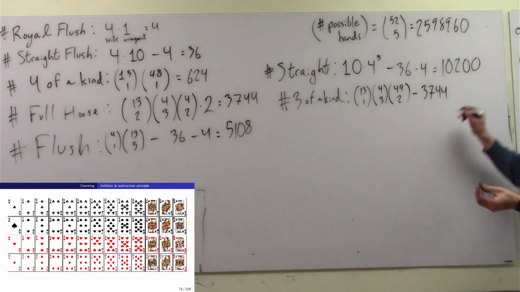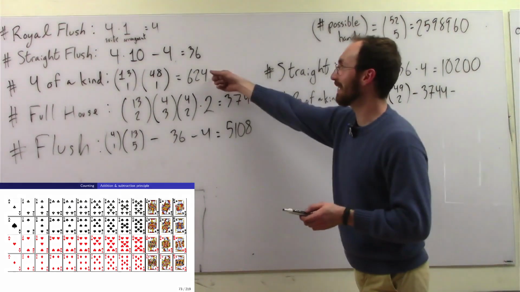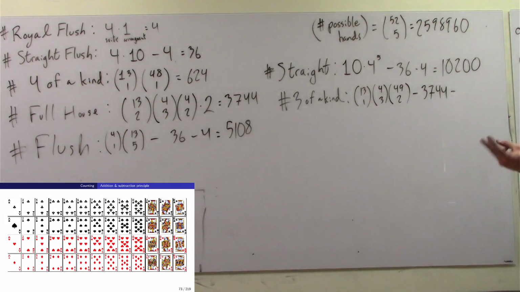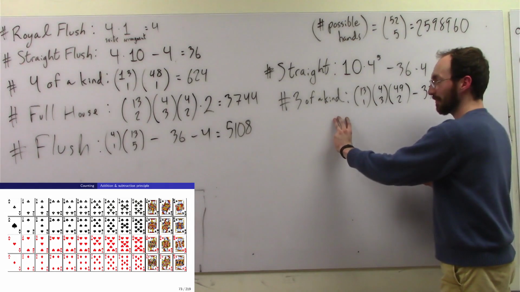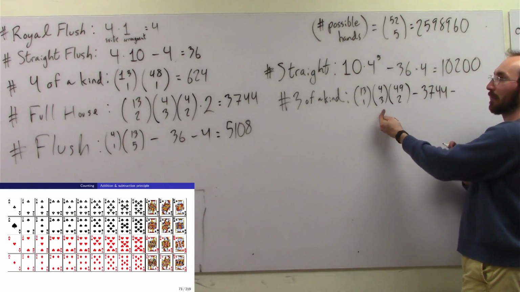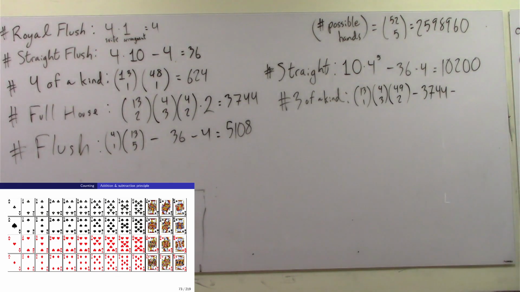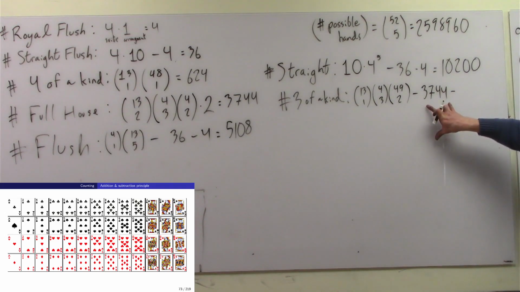However, with 4 of a kind, which I might actually fall into, if I chose these 3 cards, there were 4 different ways for me to do it. So I actually overcount my 4 of a kinds, if I'm not mistaken. Ryan, I think the full house number might not be right here.